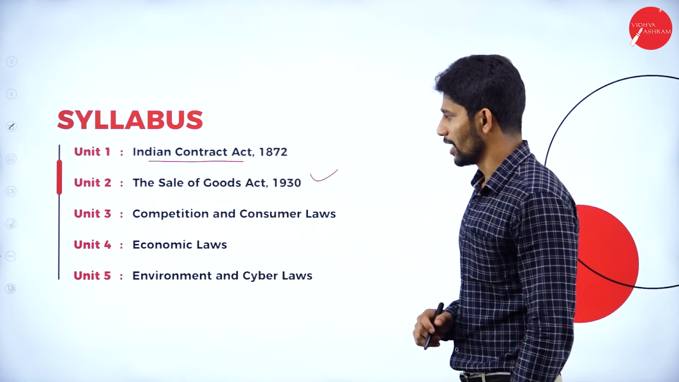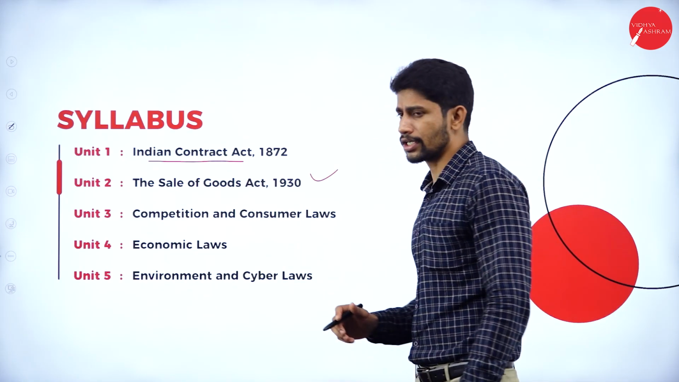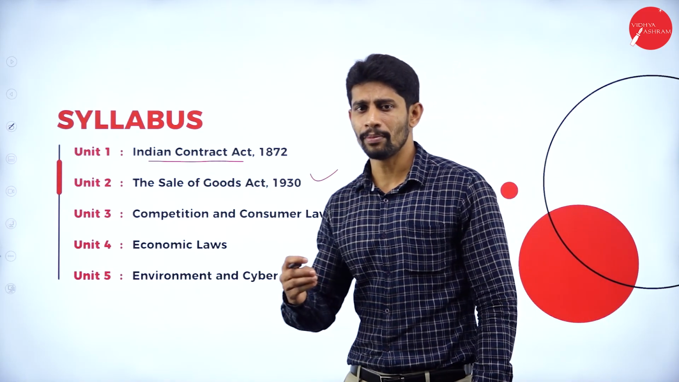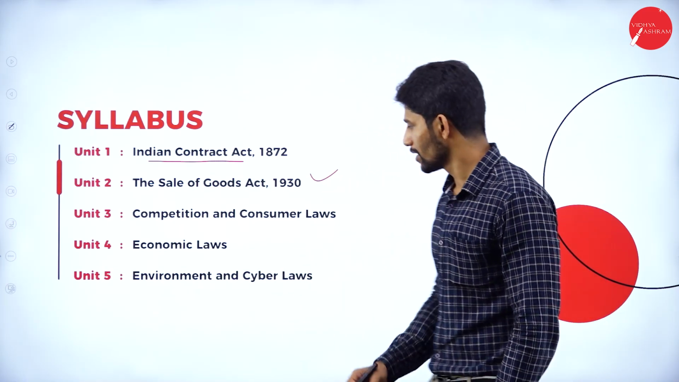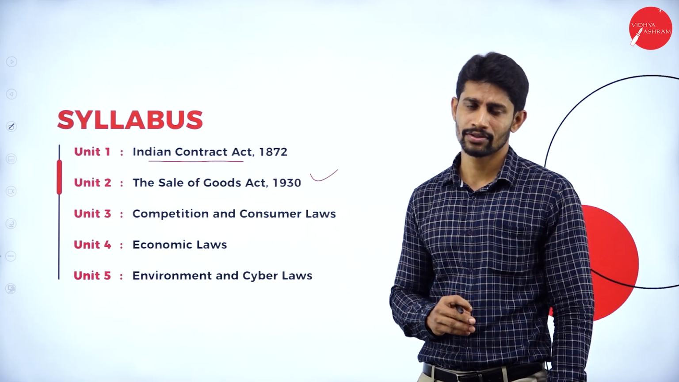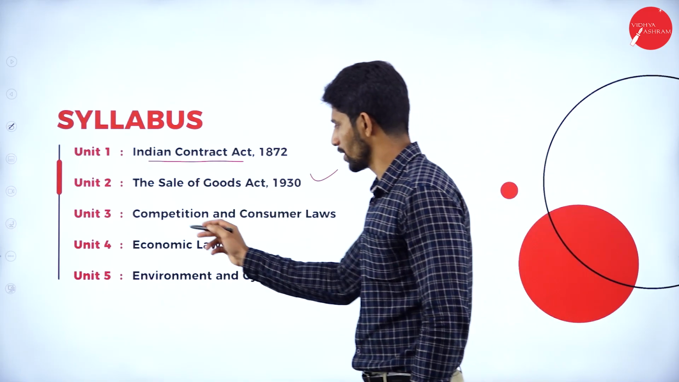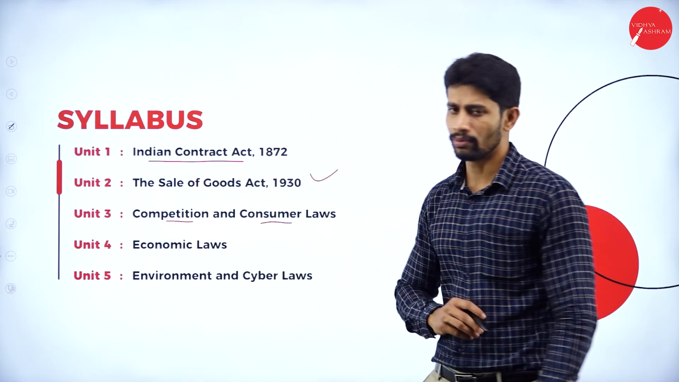Third unit is Competition and Consumer Laws. In unit number 3 you are going to learn about the Competition Act as well as the Consumer Act. So you are going to learn 2 acts under unit number 3, that is the Competition Act and the Consumer Act.